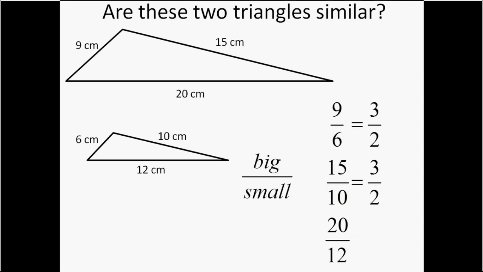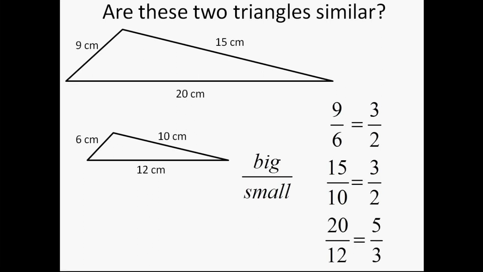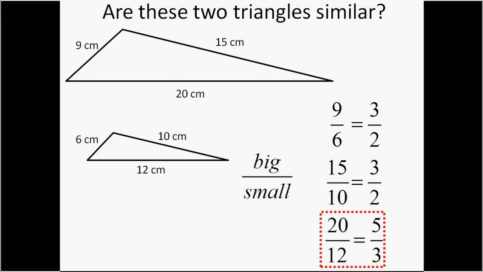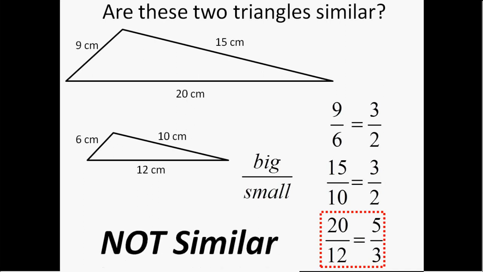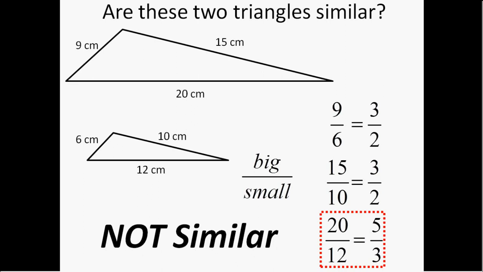With that last fraction, though, wait a minute. 20 to 12 breaks down to 5 to 3 in lowest terms. So just by looking at that proportion, 20 to 12 is equal to 5 to 3. Does that break down to the same thing as the other two? It does not. So therefore, no, these triangles are not similar.